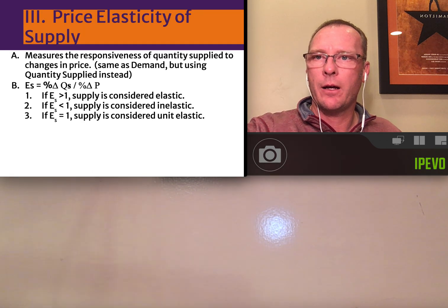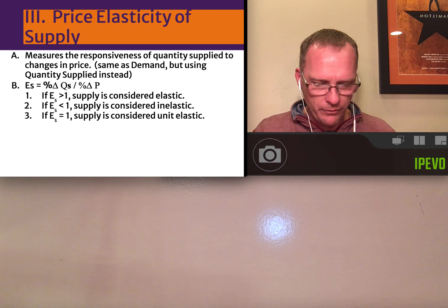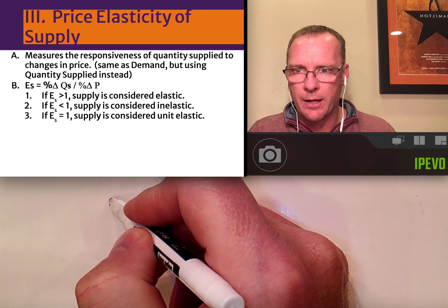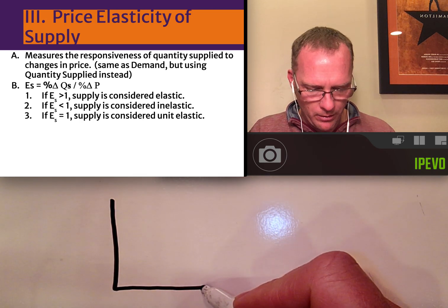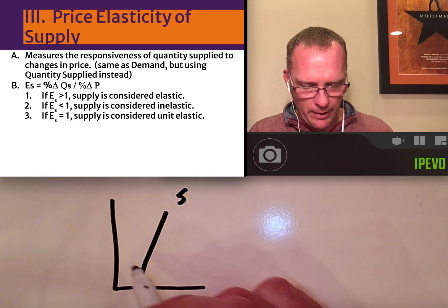Here you got supply. So the price elasticity of supply. Now again, you do a supply curve the same exact way as you do a demand curve, right? It's percent change in quantity divided by percent change in price, except in this case, you have a supply curve that looks more like this, okay? There would be an inelastic supply curve.